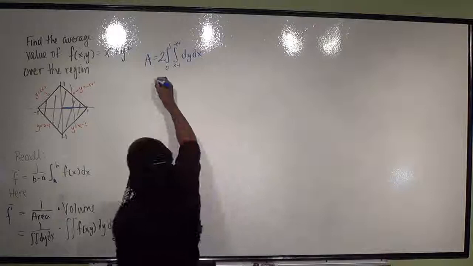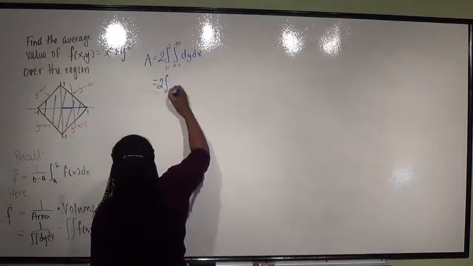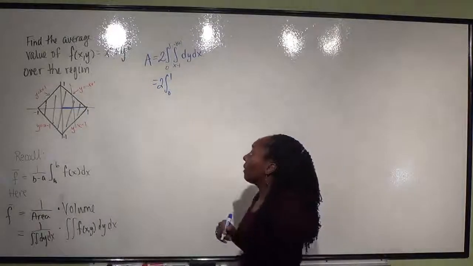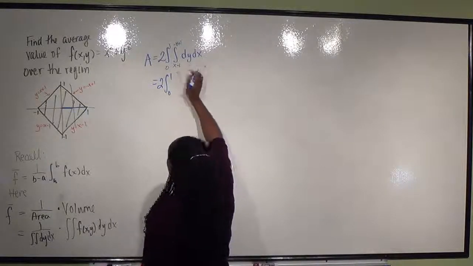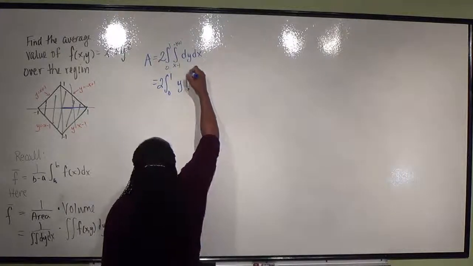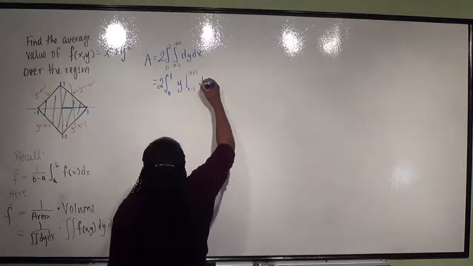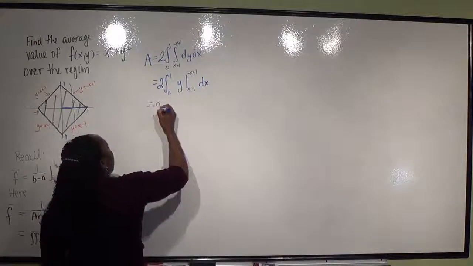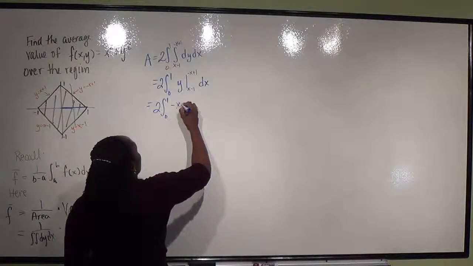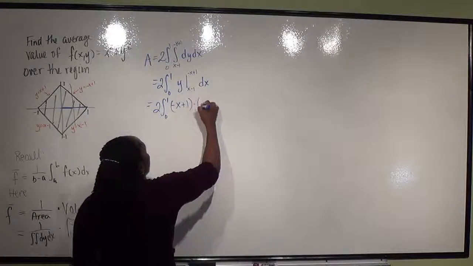So here, we can go ahead and integrate. And even though I've got that 2 there, I can integrate it the exact same way we did the last one. So I'm going to start with the inner piece, which is y, and I'm going to integrate from x minus 1 to negative x plus 1. Evaluating at my upper limit minus my lower limit.